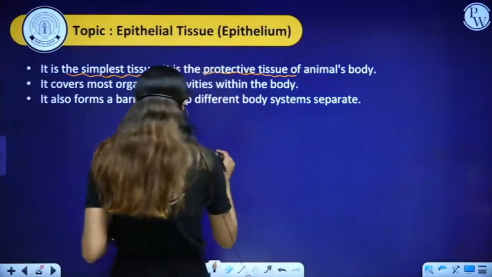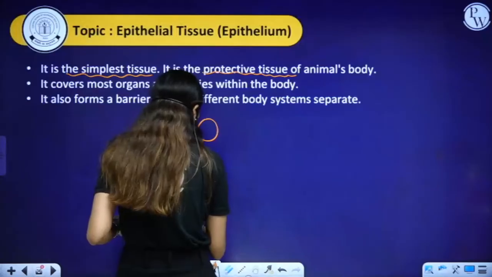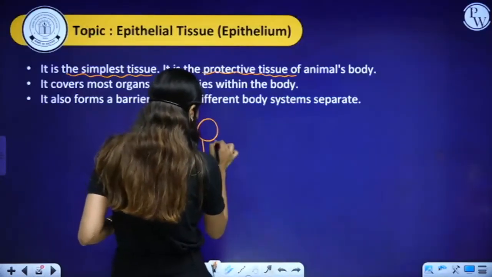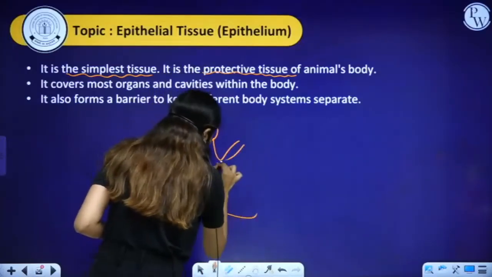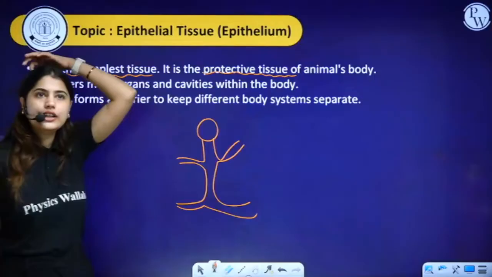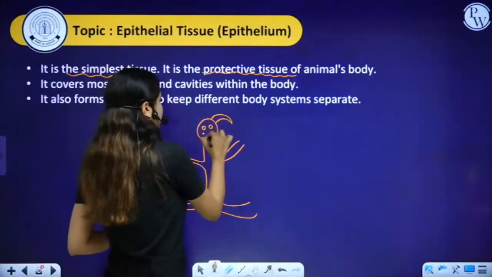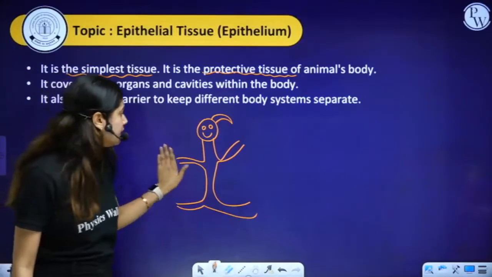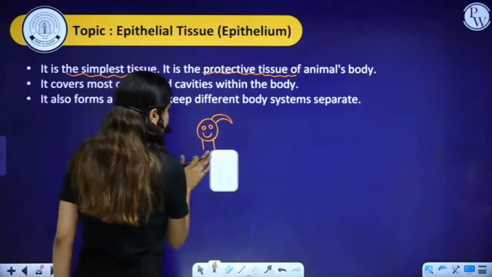So let's say I am drawing a human here. Let's say I have drawn a human here, and let's say this is me. Let's draw a little bit broader.